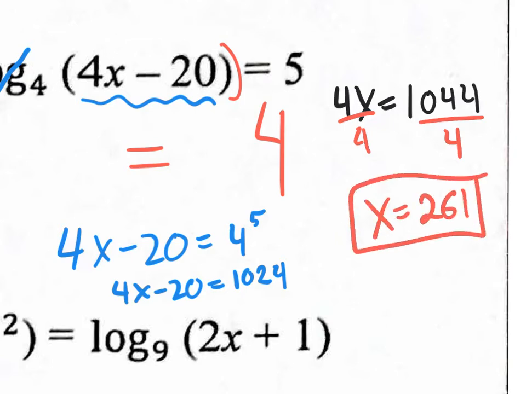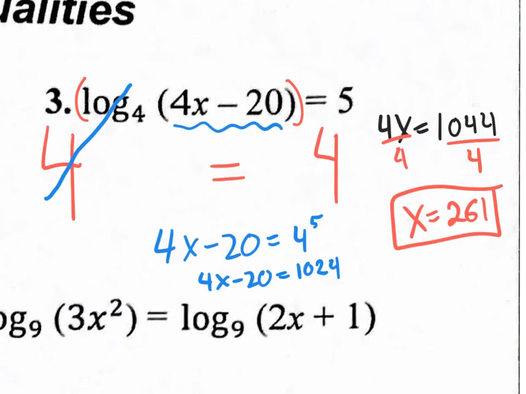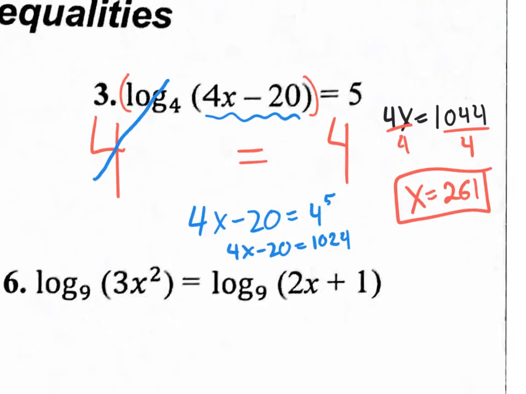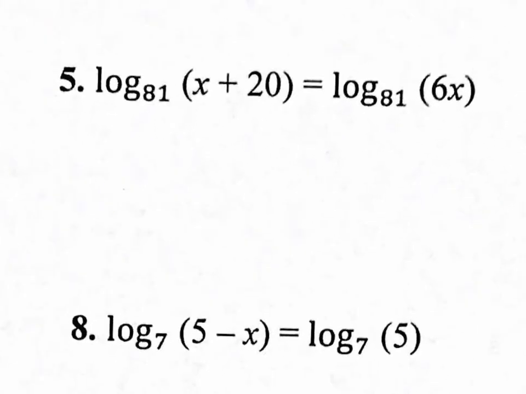261. Let's double check. Check the backside and make sure that this is correct. Also, you need to check and make sure that when you plug this 261 into the log base 4, you don't end up with 0 or any negative numbers, because we know that logs can't have zeros or negatives. So if you type in 4 times 261, that will be huge, and it doesn't matter if you subtract 20, it'll be a positive number, so we know that it's good. Anyway, let's move on to number 5 here.